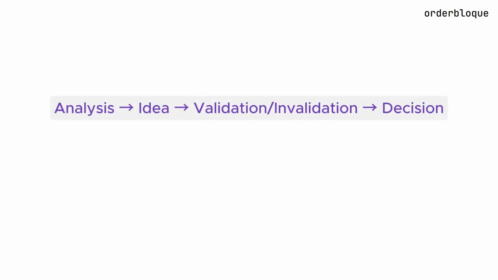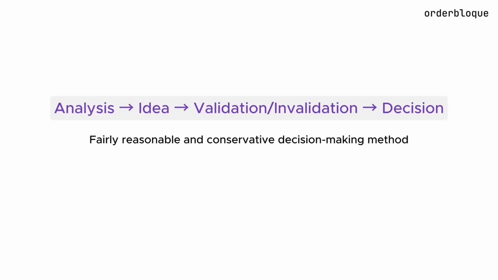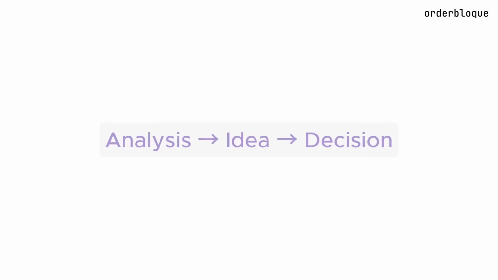However, despite the fact that the described formula is a fairly reasonable and conservative decision-making method, there is another approach: making decisions without validating or invalidating ideas. This can be called instant decision. The essence is as follows. When we discover a significant zone, we immediately take on the risk, acknowledging the probability that the price may or may not give a reaction that we can monetize.